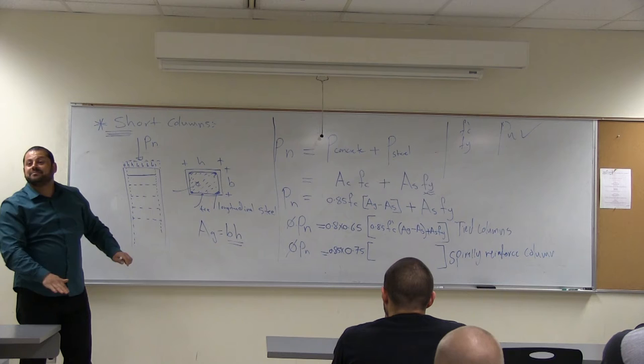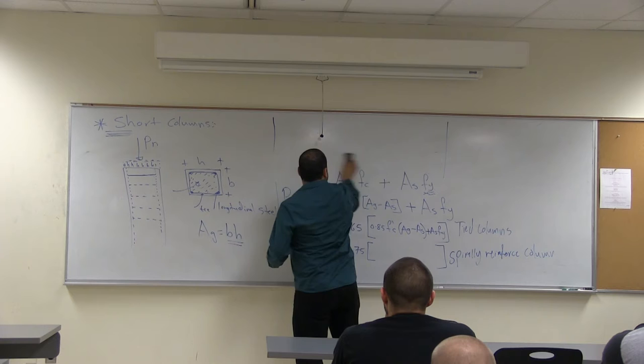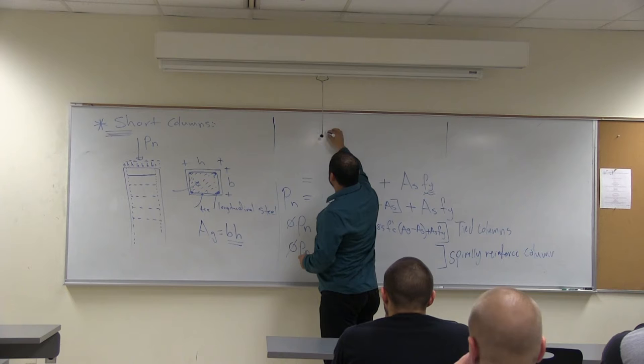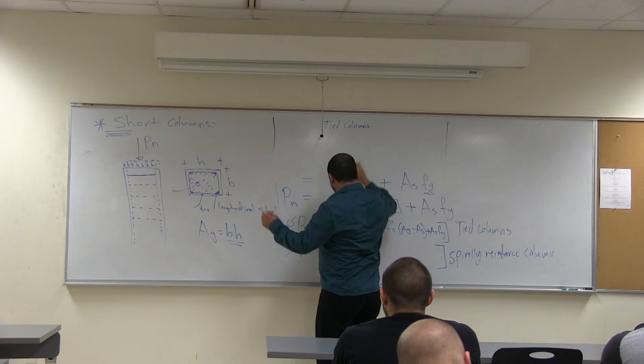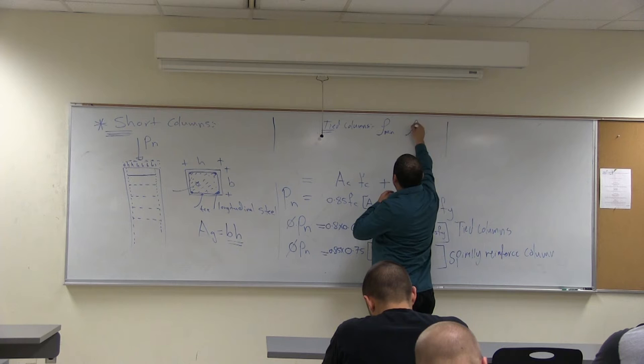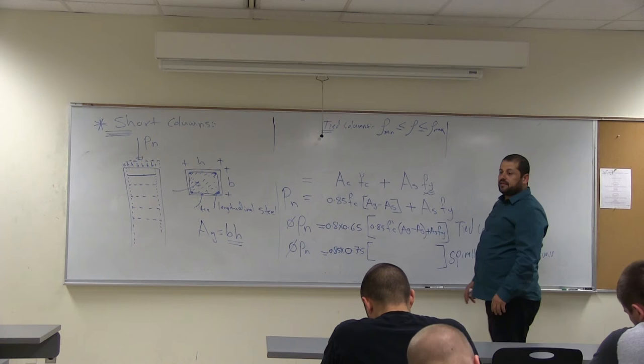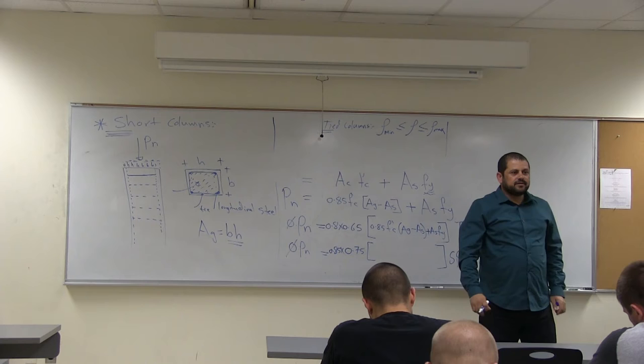According to the ACI code, for columns, rho actual must be greater or equal to rho min, and must be less or equal to rho max. Okay? Must be greater than that, must be less than that. How much do you think? 0.01. Okay, good. Now, you should have in your mind now.